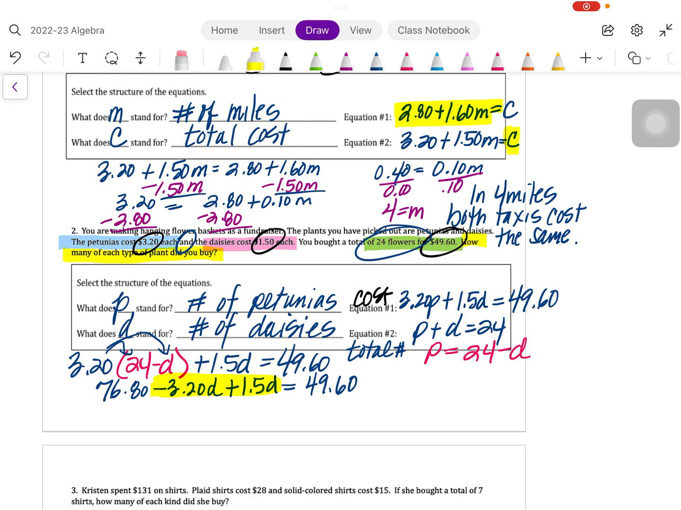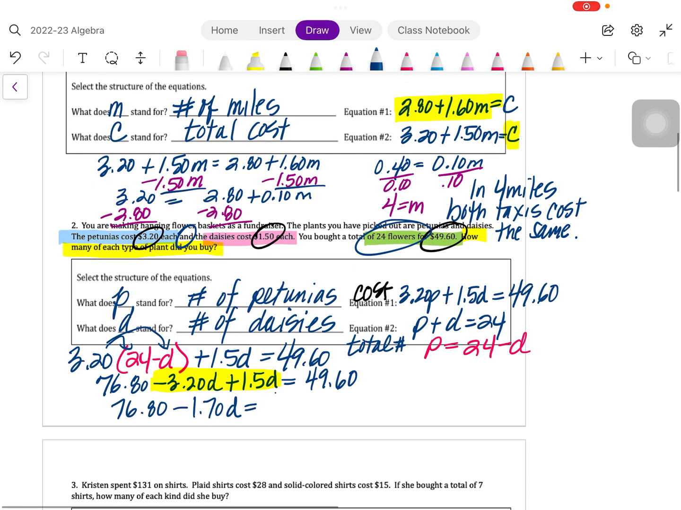So I'm going to put these two variable terms together. So 76.80. And then 3.2 minus 1.5, because those have different signs, so I'm going to find the difference. The larger term is negative, so it stays negative, and then equals 49.60. Okay, down to a simple two-step. So next step is to subtract 76.80 from both sides.